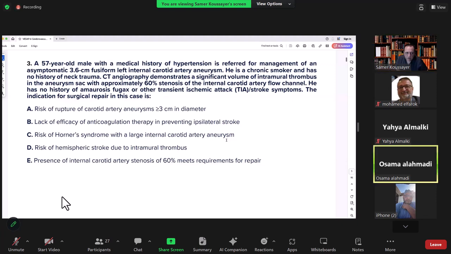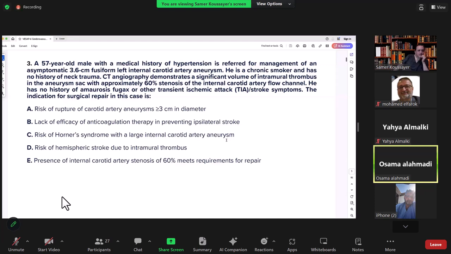In this case, the CTA already shows intramural thrombus, so I don't think anticoagulant will be enough to treat this patient. C, risk of Horner syndrome with a large internal carotid artery aneurysm. There could be a risk, but it's not the indication for repair. Usually we don't see Horner syndrome with this; Horner is more a sympathetic nerve, and with a large aneurysm they compress more on the cranial nerves than the sympathetic. So no risk.